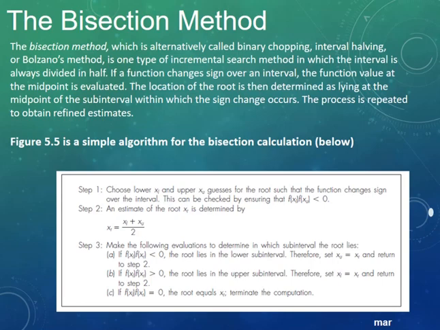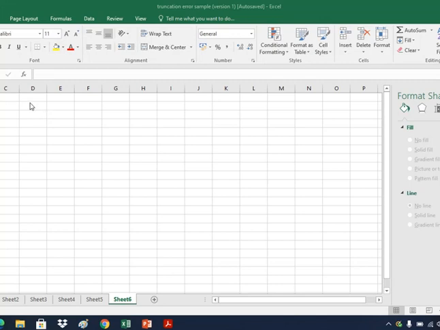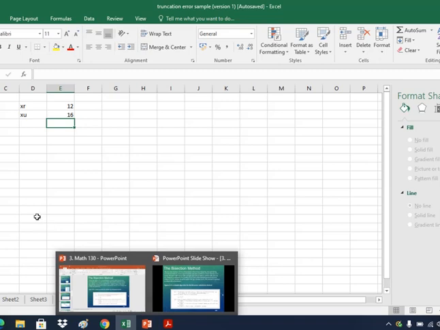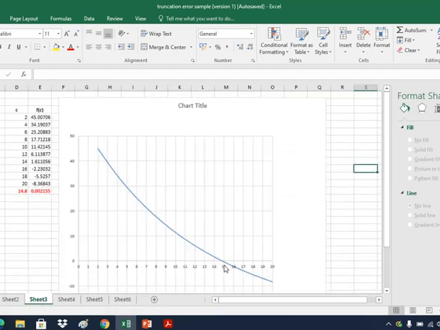Okay, let's check. Let's say our XL is 12 and XU is 16. Why? Because this is the point where it changed sign. Let's say, supposedly, we don't know that it crosses there. So let's choose the lower bound as 12 and the upper bound as 16.